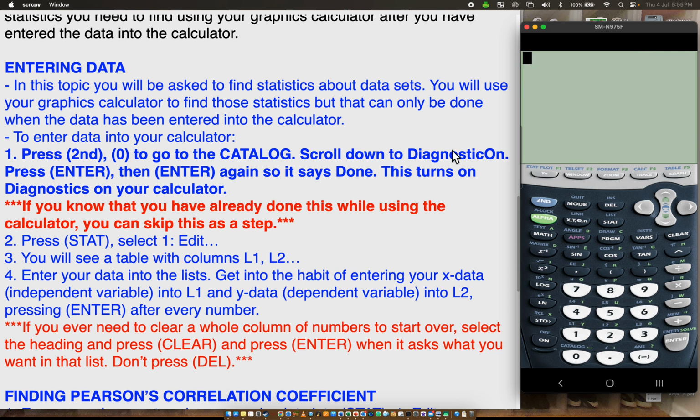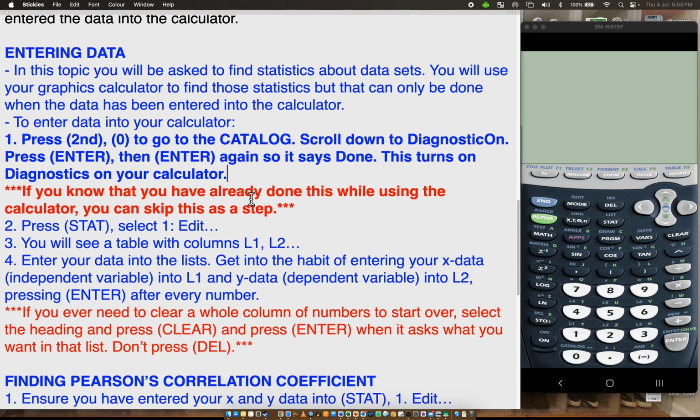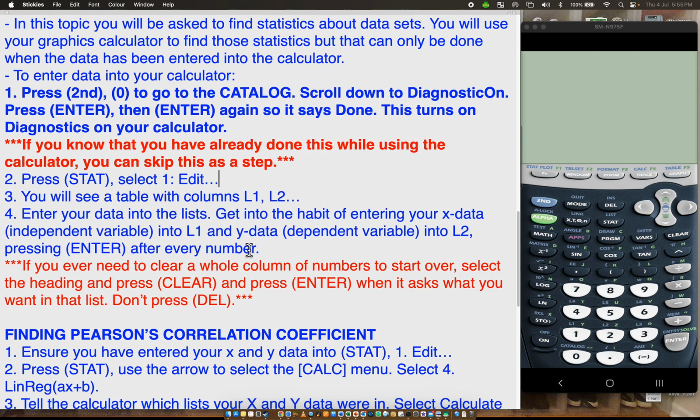Now, because you're doing statistics as a topic, diagnostic on only turns off if your calculator resets. If you know that you've already done this diagnostic on while using the calculator, you can skip step 1. I only put it as step 1 because you might as well just turn it on all the time, okay? But if you get the hang of all this and you know that you've already turned it on, then don't waste a step there. So now, how do we enter data?